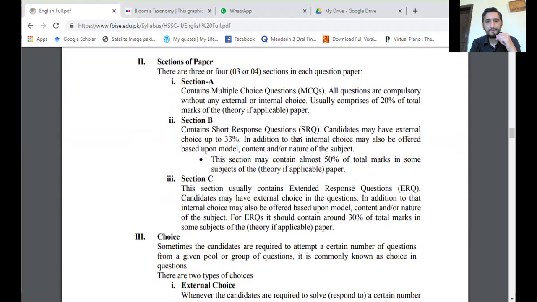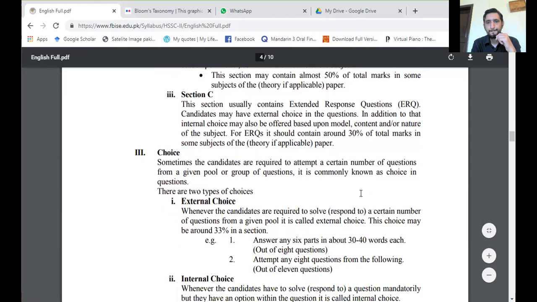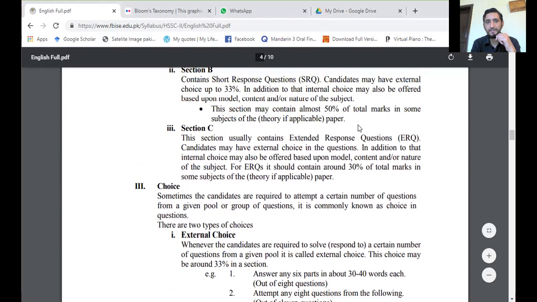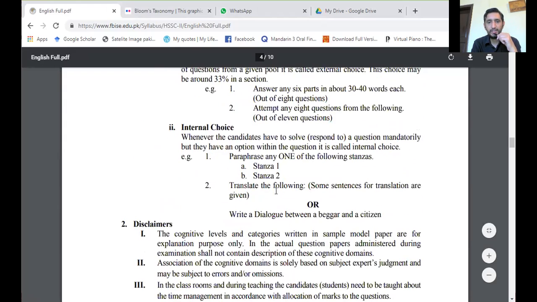So these are the three sections. The first section has been called the MCQ, the second one the SRQ, and the last one has been called the ERQ. MCQ, as you know, stands for multiple choice questions, SRQ for structured response questions, and ERQ stands for extended response questions. You'll have to give long, elaborate answers in these ones and short ones in the second one.